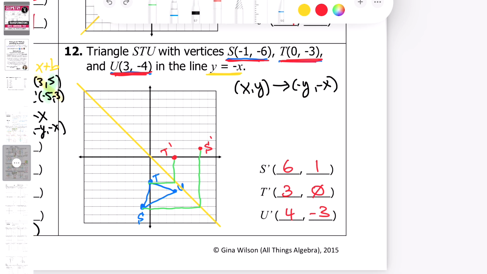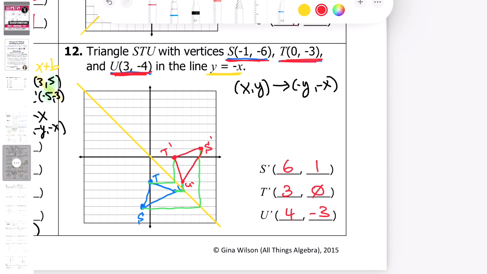And the very last one here, U is 1 away, so I'm going to take my turn and go 1 away. And U prime will be right there, which this is 1, 2, 3, 4. And then 1, 2, 3 down, +4, -3. So that worked out just fine using the rule. So using the rule or the mapping, either one works.